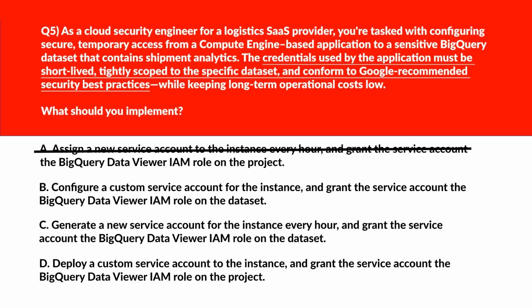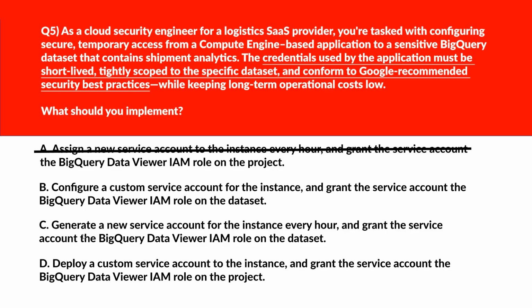We'll move to option B. B says configure a custom service account for the instance and grant the service account the BigQuery data viewer IAM role on the dataset. Using a custom service account attached to the instance ensures that access is scoped specifically to the dataset. Let's keep this.